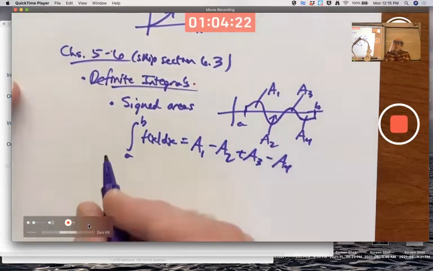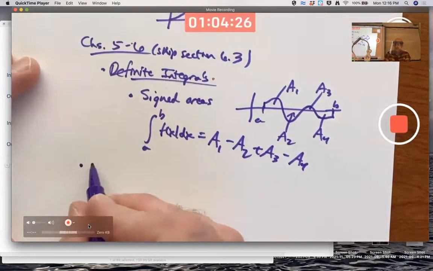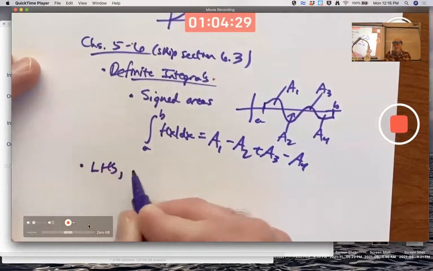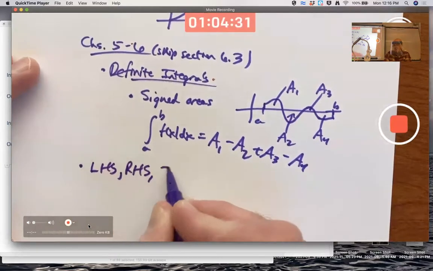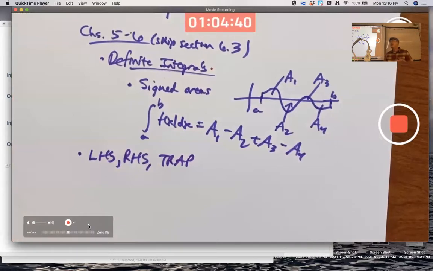There's also left-hand sums, right-hand sums, and trapezoid sums. I'll call it LHS, RHS, and trap, to approximate values of integrals. And you should feel comfortable with all the notation with like the delta T and the TI and that kind of stuff. And also realize that the approximations get better, at least if your function's nice, get better and better as the number of rectangles gets larger and larger and goes to infinity.